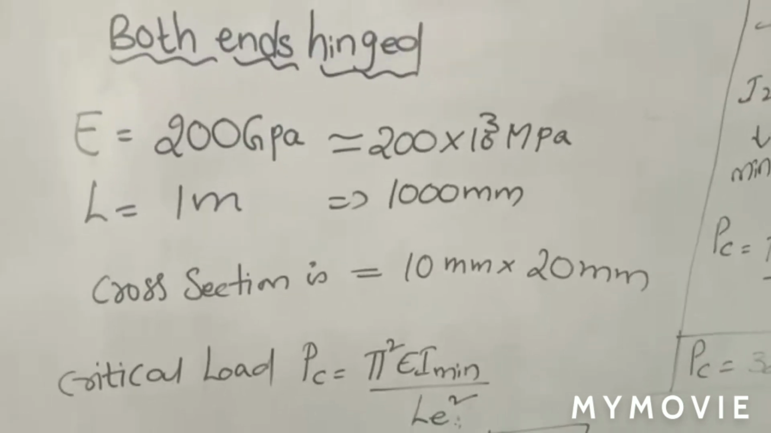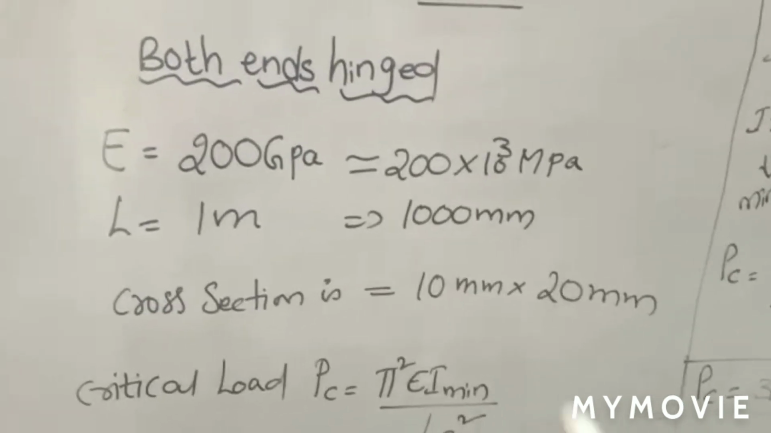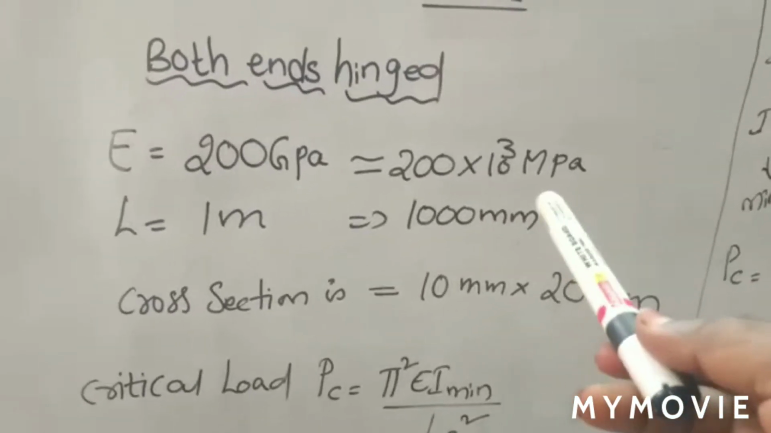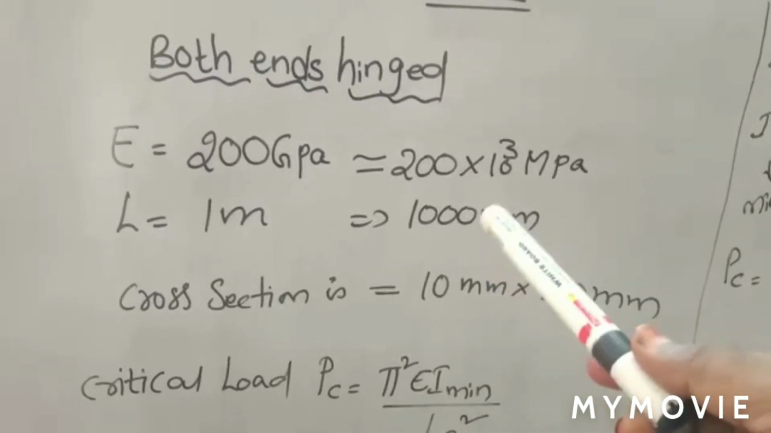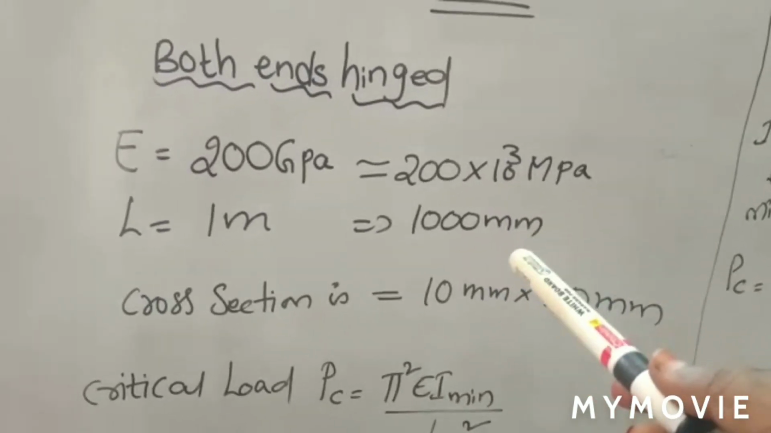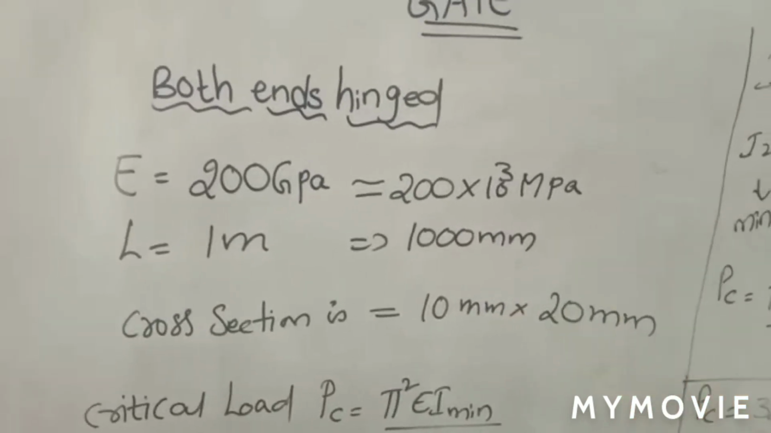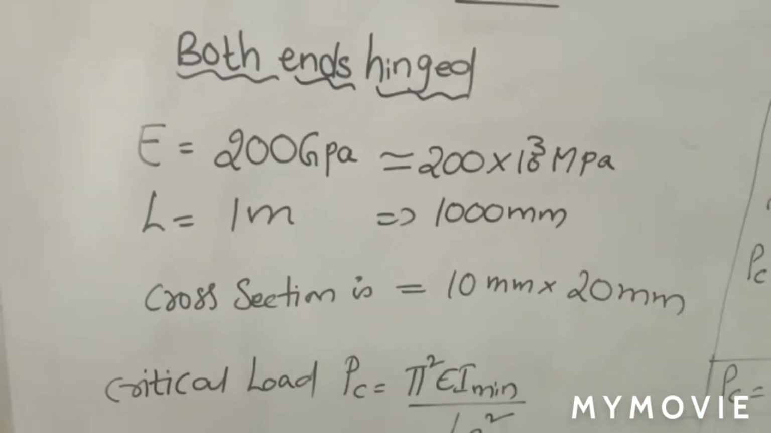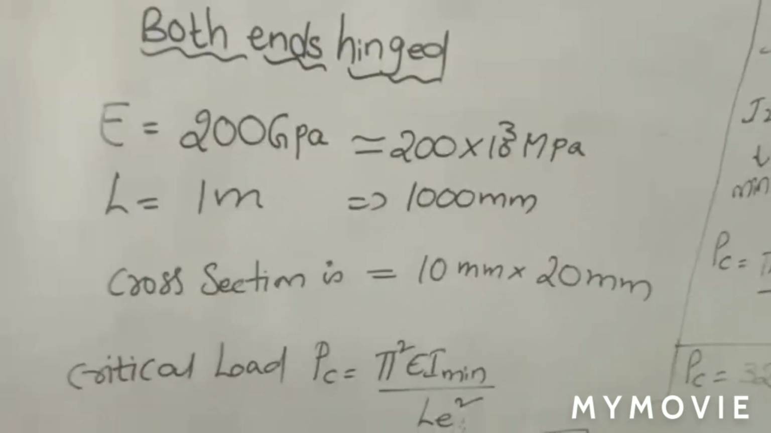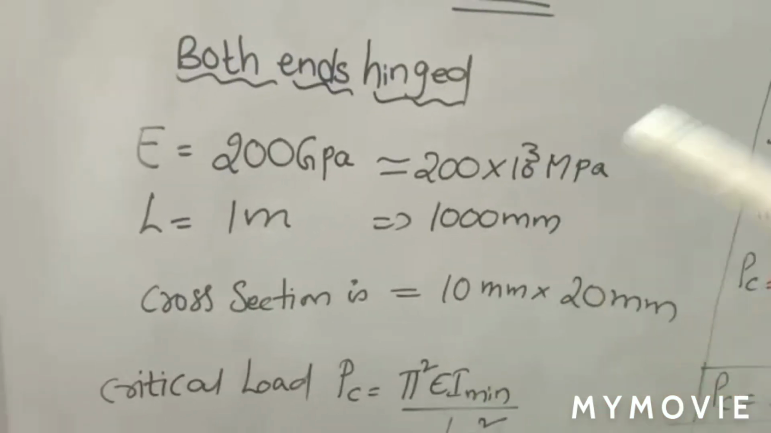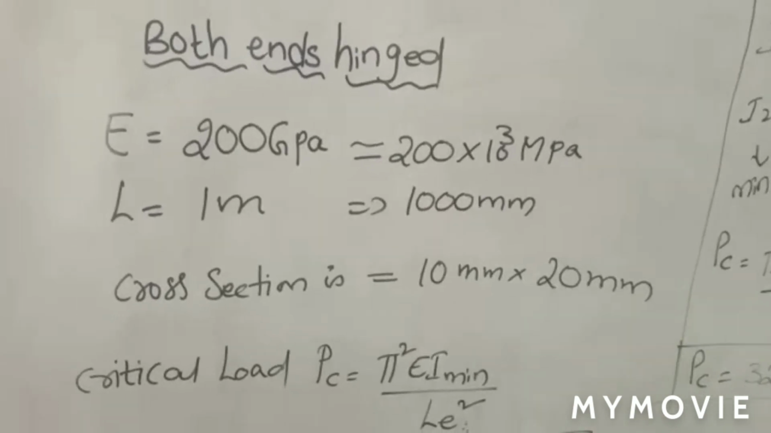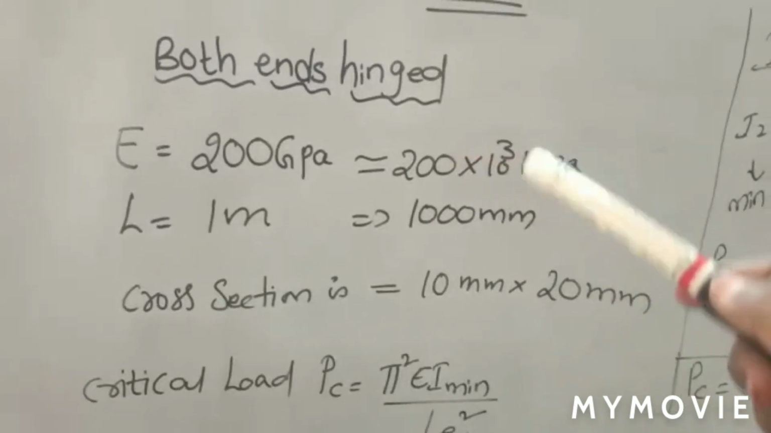Especially in the case of a column, you have to remember a few formulas, that is, a few conditions. That means when both ends are hinged, when one end is fixed and another end is hinged, and when one end is fixed and another end is free. Likewise we have some conditions, and you have to remember them. That is very important, because without knowing those formulas we cannot solve the problem. In this case, both ends are hinged.